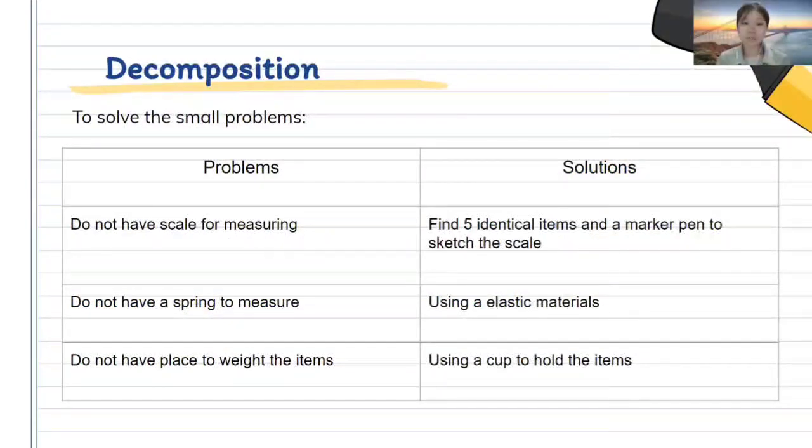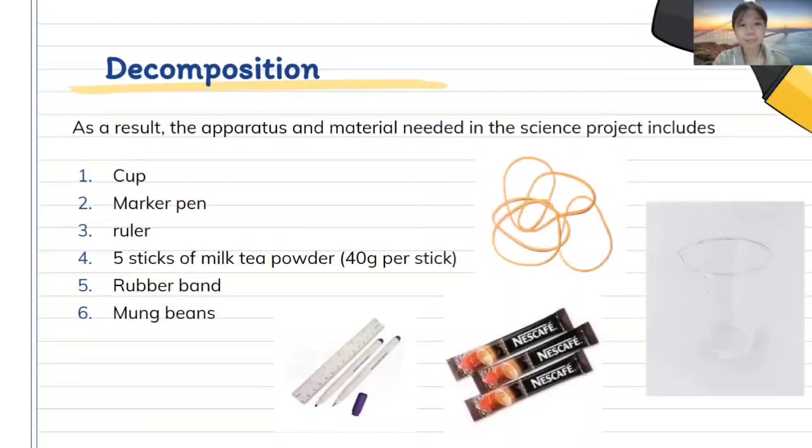So to solve those problems, if I do not have a scale for measuring, I need to find 5 identical items and a marker pen to sketch the scale. If I don't have a spring to measure, I need to use elastic material, such as a rubber band. And if I do not have a place to weigh the items, I can replace it with a cup to hold the items. As a result, the apparatus and materials needed in the science project include a cup, marker pen, ruler, 5 sticks of milk powder, a rubber band and mung beans.